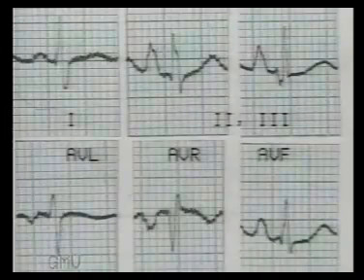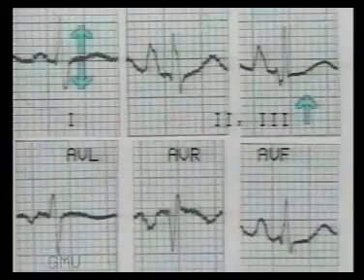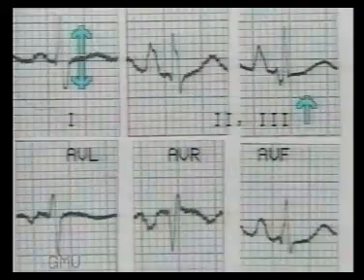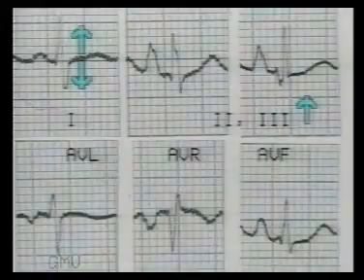Now come to limb leads. There is no gross deviation of axis, but there is a negative wave in 1 and AVL and positive wave in lead 3, suggesting tendency to right axis deviation.